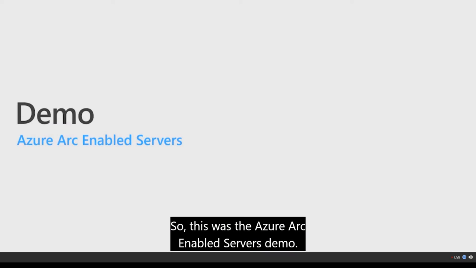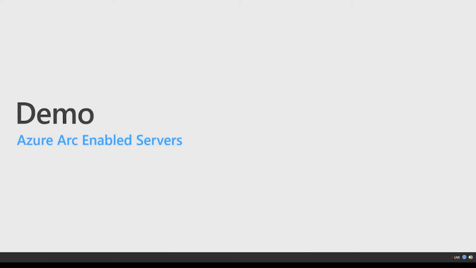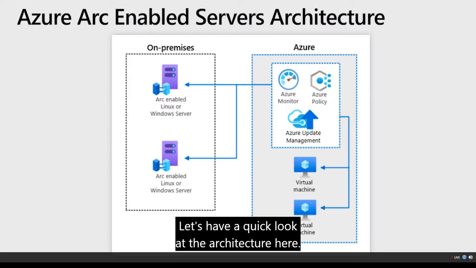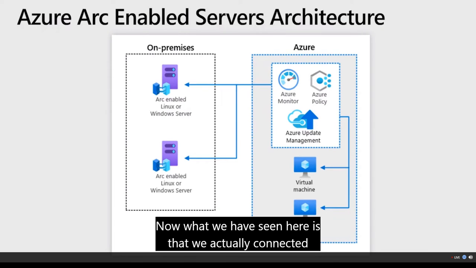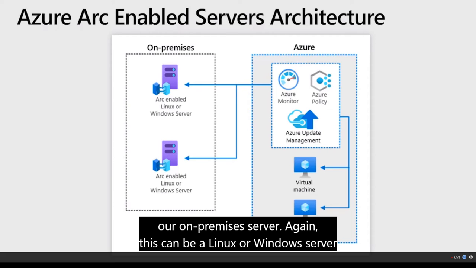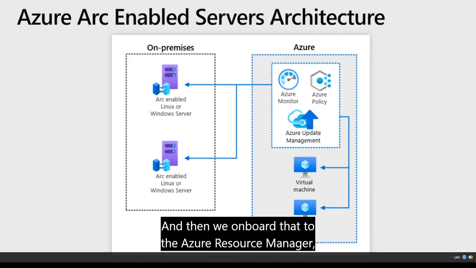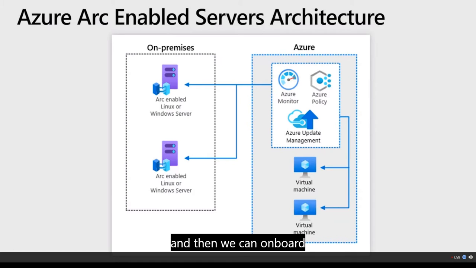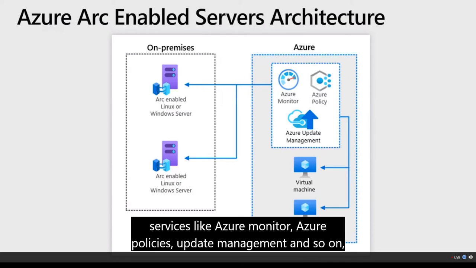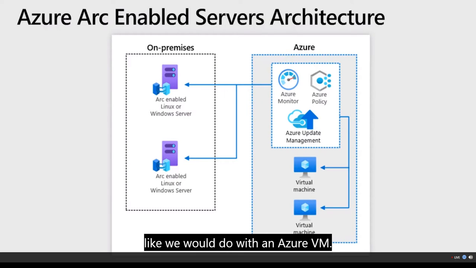So this was the Azure Arc enabled servers demo. Let's have a quick look at the architecture here. What we have seen here is that we actually connected our on-premises server, again, this can be a Linux or Windows server, to Azure. And then we onboarded that to the Azure Resource Manager, and then we can onboard services like Azure Monitor, Azure Policies, Update Management, and so on, like we would do with an Azure VM.